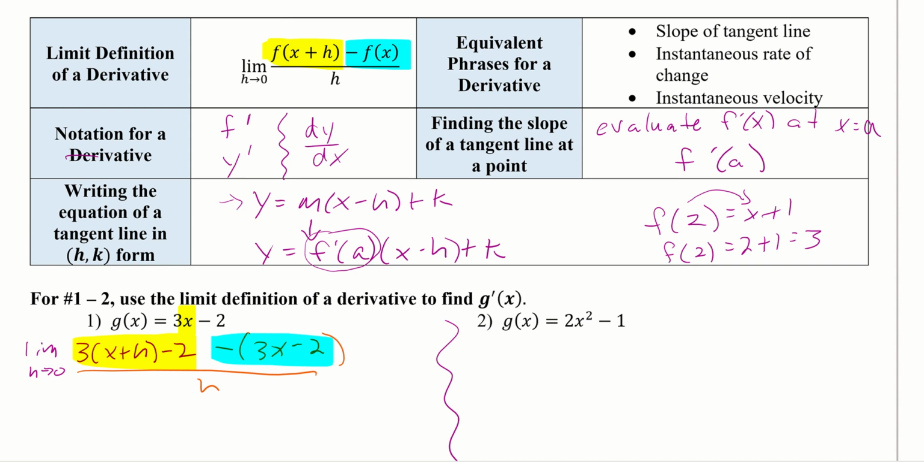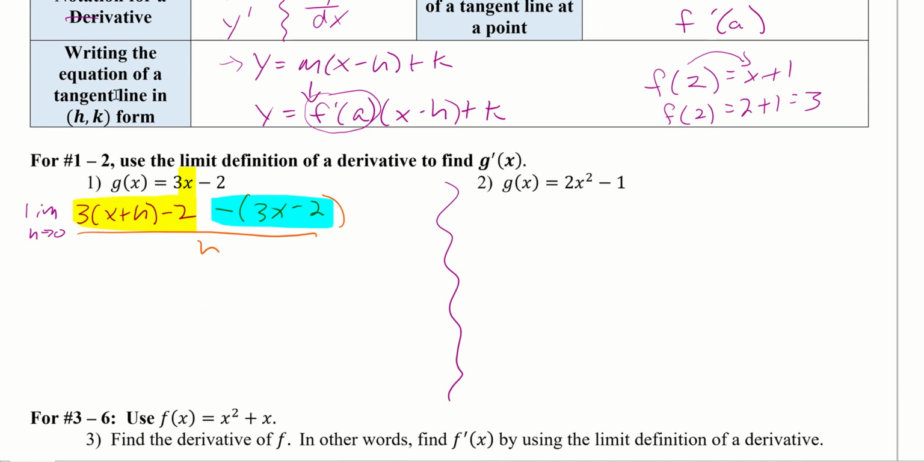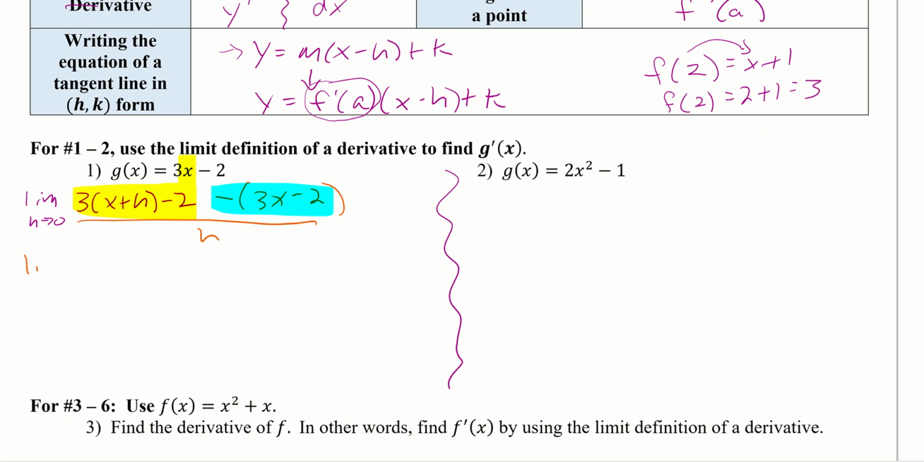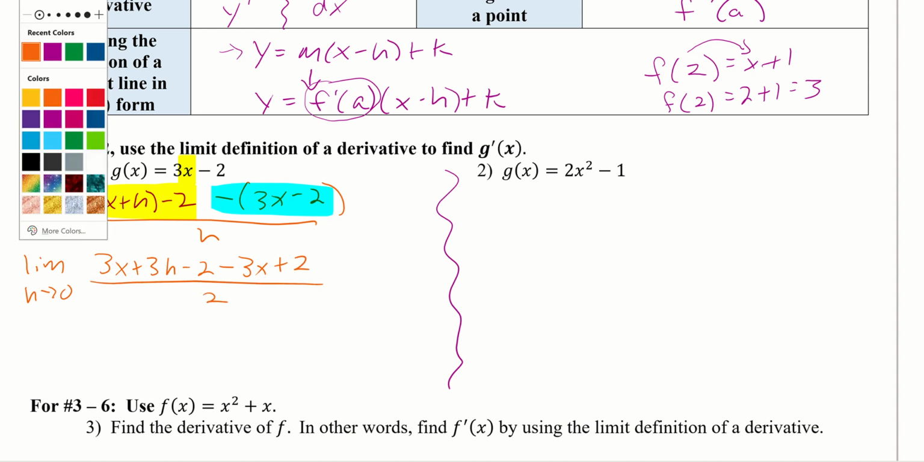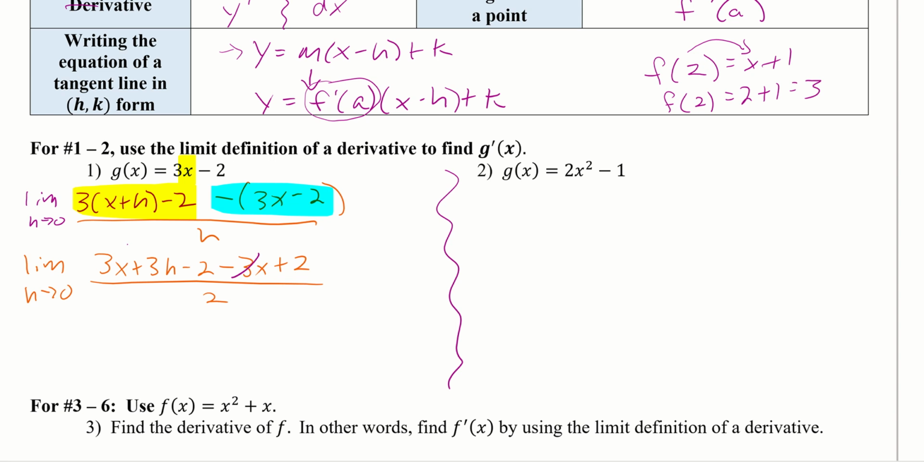And now what you're going to do is just clean up everything, okay? You'll notice the stuff in blue is going to cancel out, okay? So when I start cleaning up, limit as h approaches 0, distribute in, I've got 3x plus 3h minus 2 minus 3x plus 2 over h. And again, the blue highlighted stuff, see you later, adios, adios, adios. For some reason I put a 2 down here, but I meant to put an h.